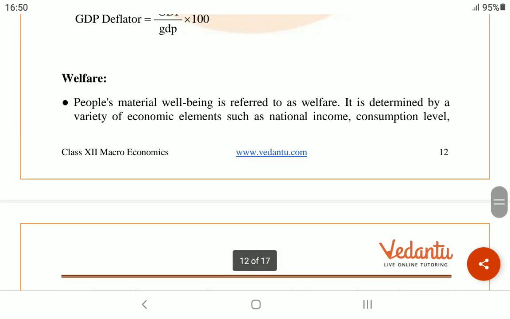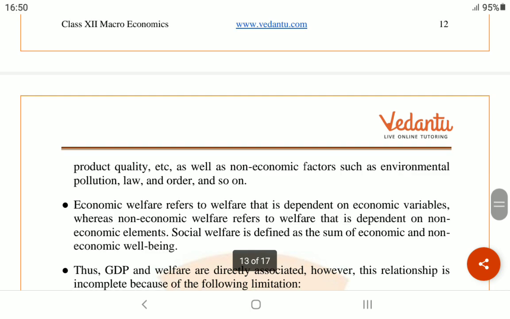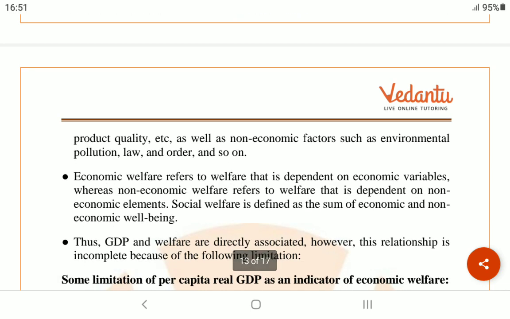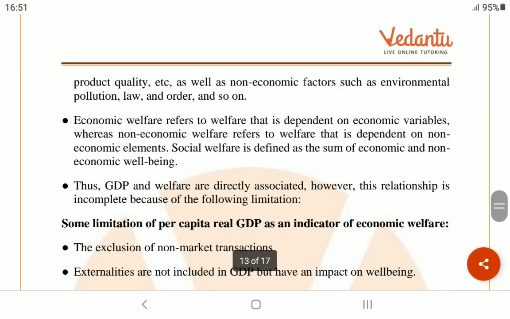Next is welfare. Welfare refers to people's material well-being. It is determined by a variety of economic elements such as national income, consumption level, product quality, etc., as well as non-economic factors such as environment, pollution, law and order, and so on. Economic welfare refers to the welfare that is dependent on economic variables. And social welfare is defined as the sum of the economic and non-economic well-being.